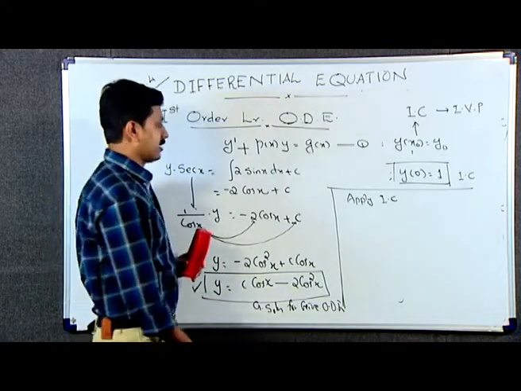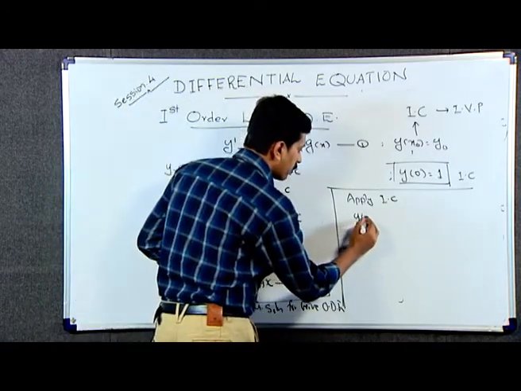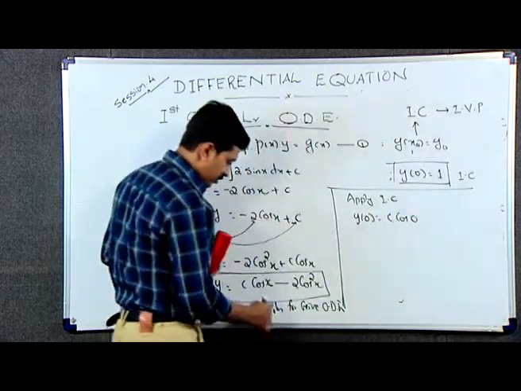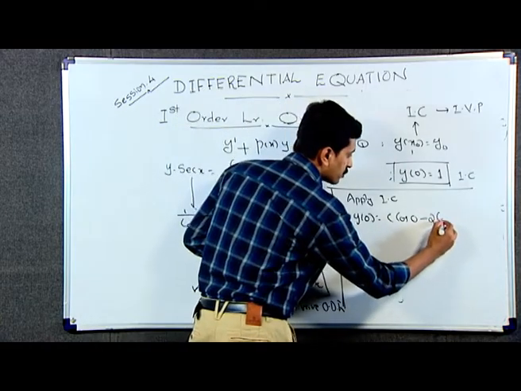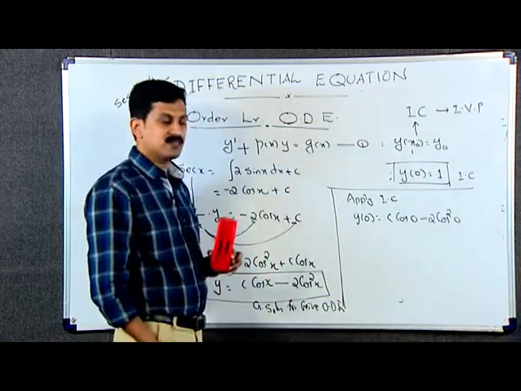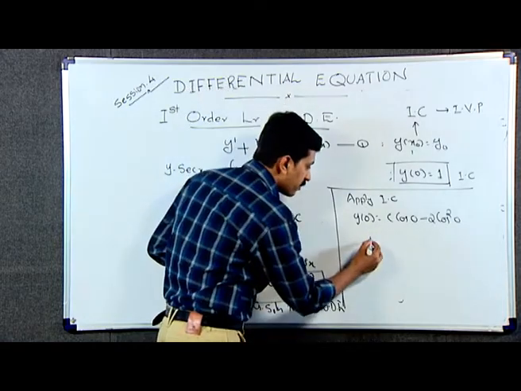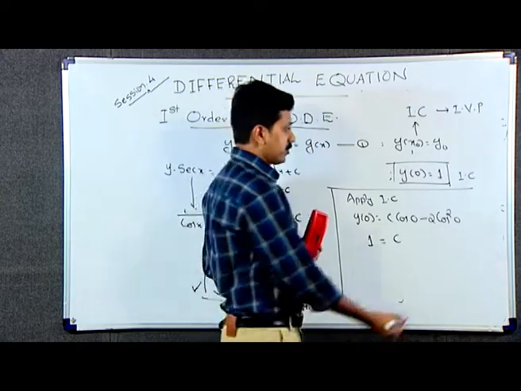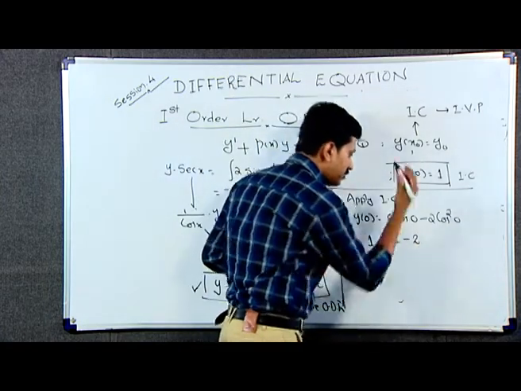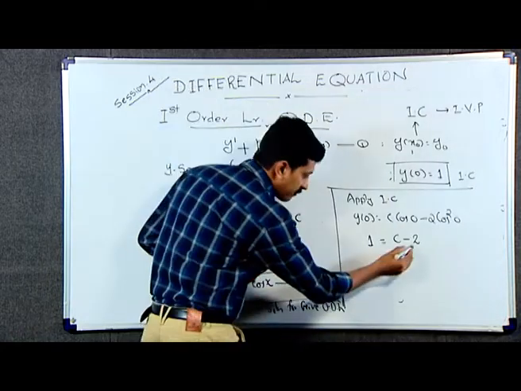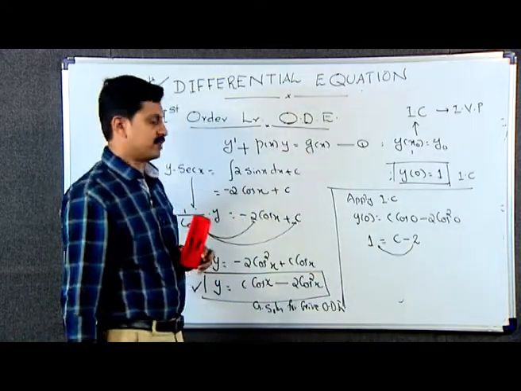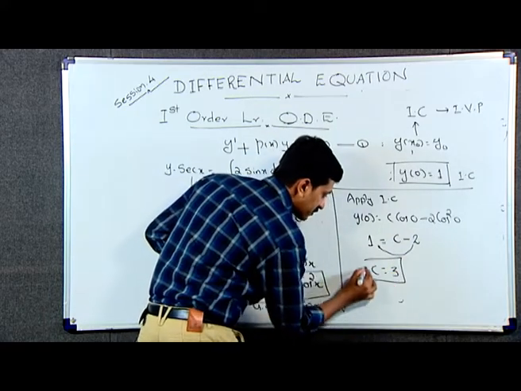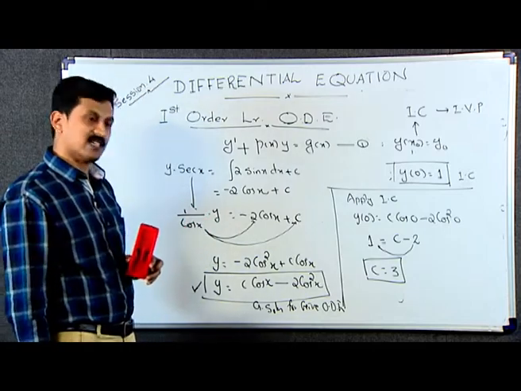While applying the initial condition, we have y(0) = c cos 0 minus 2 cos² 0. We are given y(0) = 1, so c into cos 0 is c, and cos² 0 is 1, so this is minus 2. We have to find the value of c. Taking minus 2 to the other side, c = 1 + 2 = 3. Therefore, the value of c is 3.